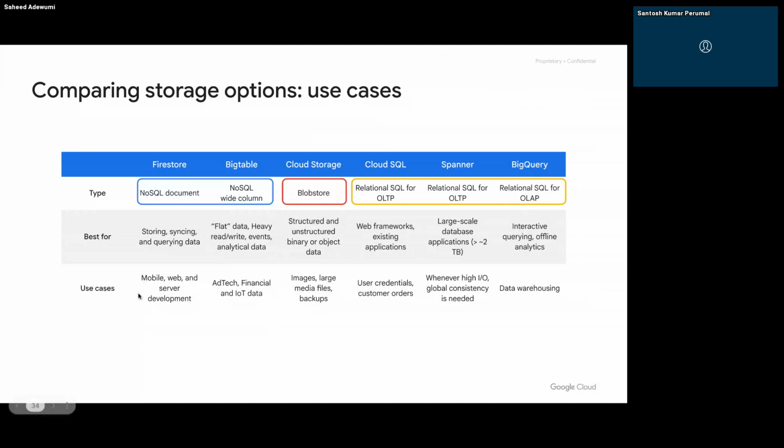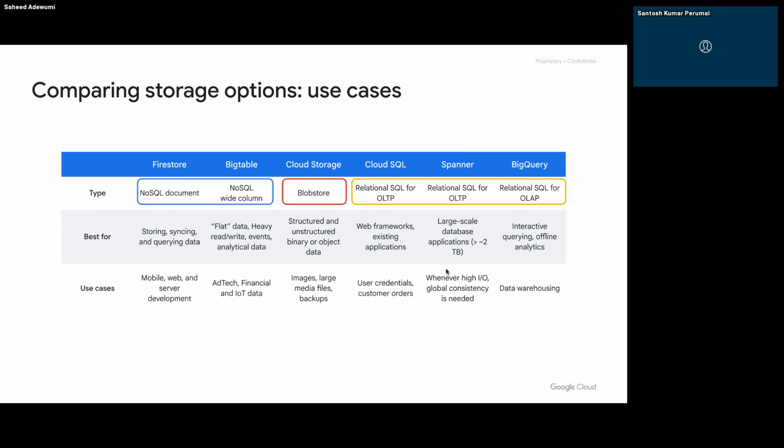So for the use case, we use Firestore for mobile, web, and server development. Most of the time we use Firestore through the Firebase platform. For Bigtable, we use this for finance and IoT data, like an agric platform. For Cloud Storage, as I said earlier, we talked about images, large media files, and backups. And for Cloud SQL, we use it for a normal e-commerce platform where users can use their username and password, customers, and others.